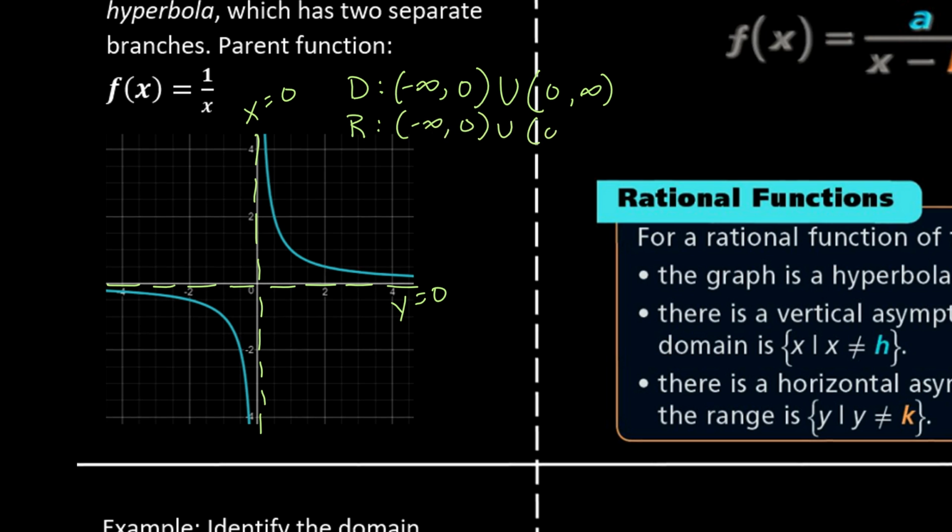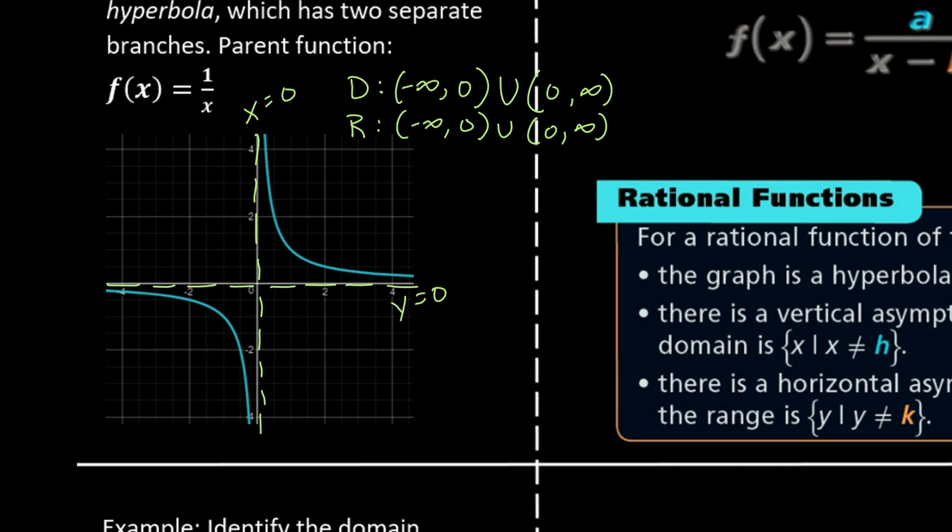Will the domain and range change? What happens if I shift this graph left 2? Is my asymptote going to move? Yes. If I shift it left 2, my asymptote is now over 2. So my domain is going to change. So yes, the domain and range will definitely change here.